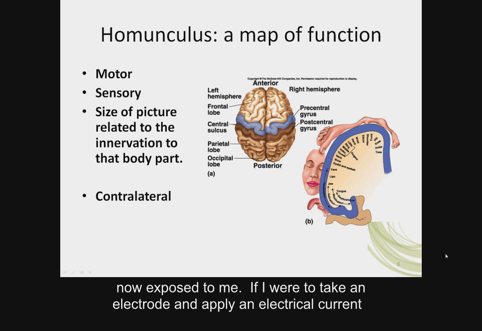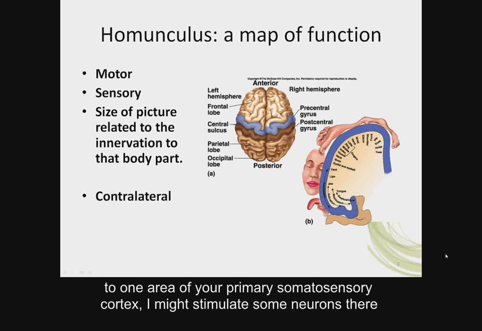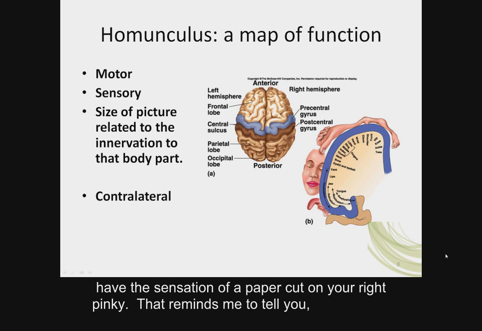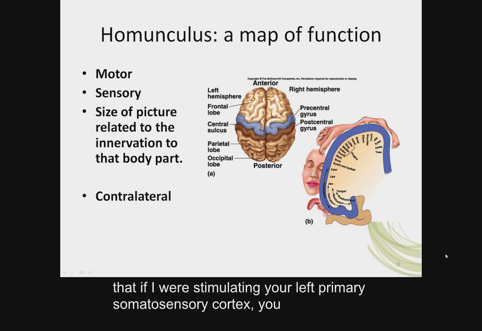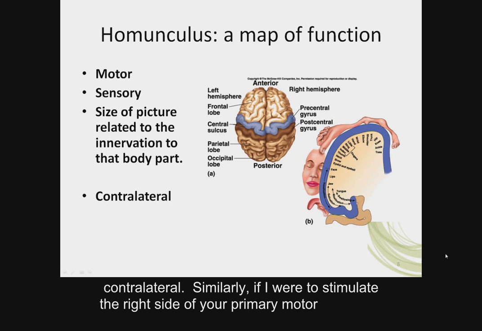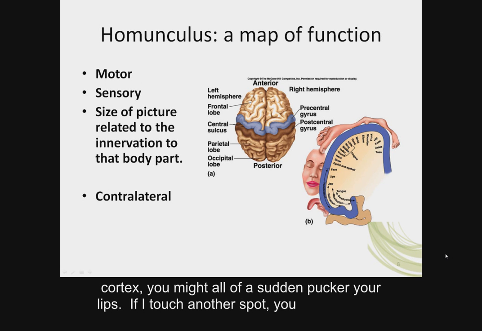If I were to take an electrode and apply an electrical current to one area of your primary somatosensory cortex, I might stimulate some neurons there, and you would report to me the sensation of cold. If I touch another area, you may have the sensation of a paper cut on your right pinky. That reminds me to tell you that if I were stimulating your left primary somatosensory cortex, you would perceive a sensation on your right side of the body. That is what is meant by contralateral. Similarly, if I were to stimulate the right side of your primary motor cortex, you might all of a sudden pucker your lips. If I touch another spot, you might make a fist.